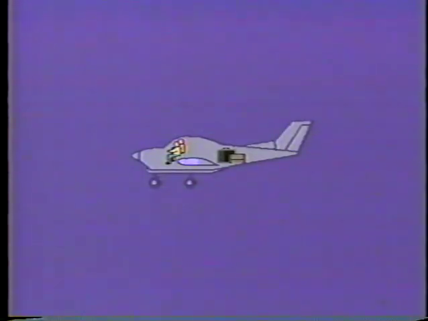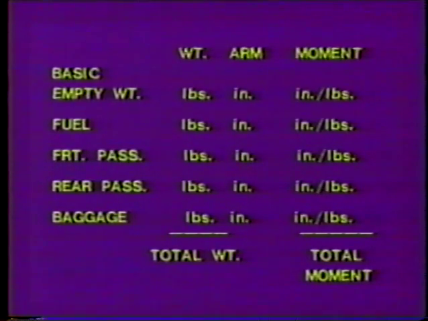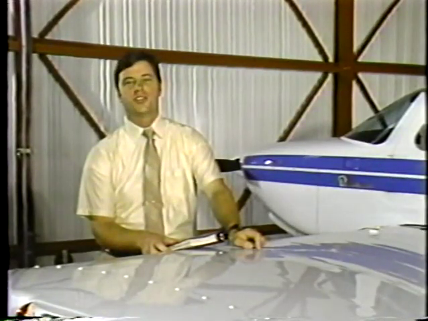Once we have the arm of all the objects aboard the airplane, we can use our previous formula of weight times arm to arrive at a moment value for every object aboard the airplane. Basic empty or licensed empty weight of the airplane and its moment is obtained in the current weight and balance information. Then it's simply a matter of adding the various weights together and the moments together and dividing the total weight into the total moment. The answer is the airplane's total weight and the arm, or the distance from the datum of the airplane's center of gravity.